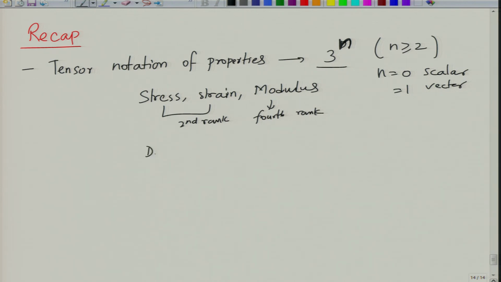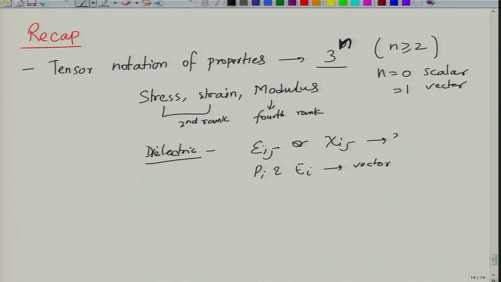Similarly, we looked at dielectric properties. You have epsilon ij or chi ij, where epsilon ij is permittivity and chi ij is susceptibility. These are both second rank tensors, and when you look at polarization and electric field, these are all vectors.